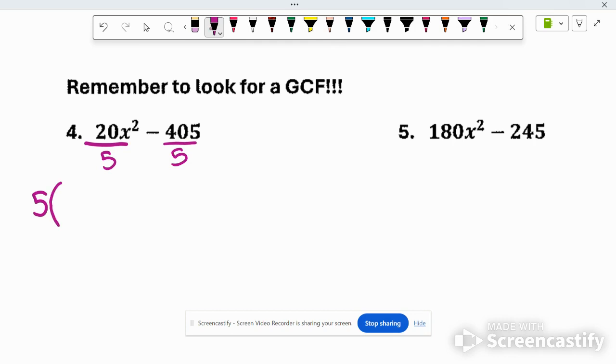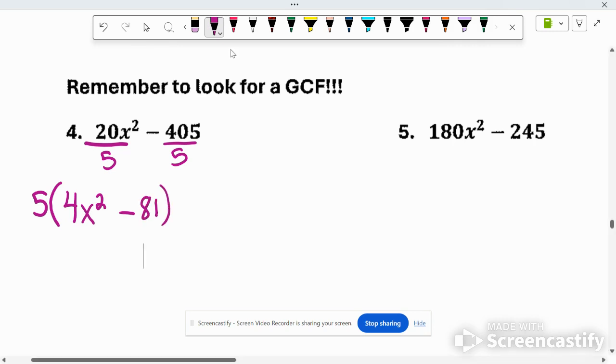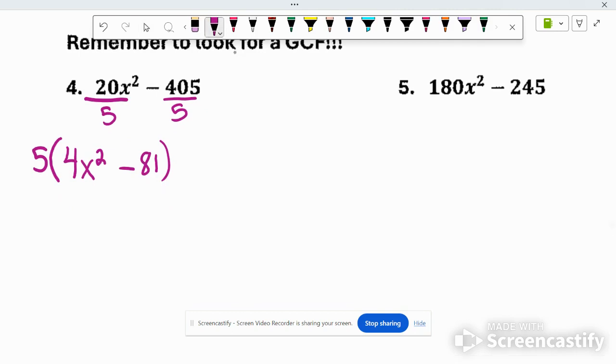When we do that, 20 divided by 5 is 4, and that's on our perfect square list, thank goodness. And 405 divided by 5 is 81. Is that on our perfect square list? Excellent. So I'm going to write the 5 out front so I don't forget about it. And I need to figure out what the square root of 4x squared is.